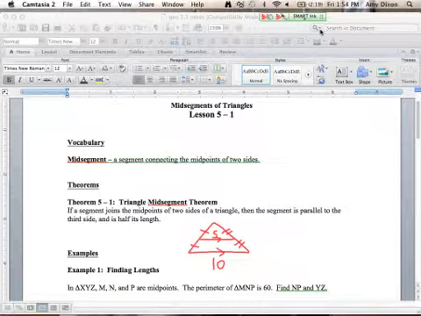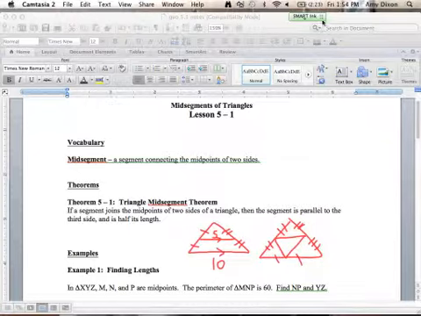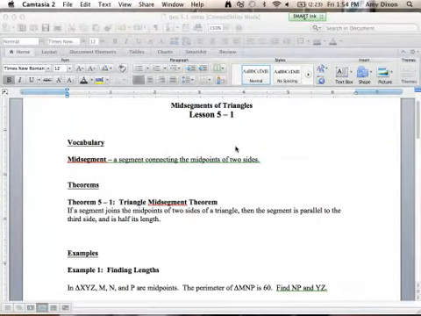Okay, and you can actually draw 3 midsegments in a triangle. You could draw the one I just did, and then you could do that one, and then that one. So you can have 3 different midsegments in a triangle. All right, so let's do some examples with midsegments.